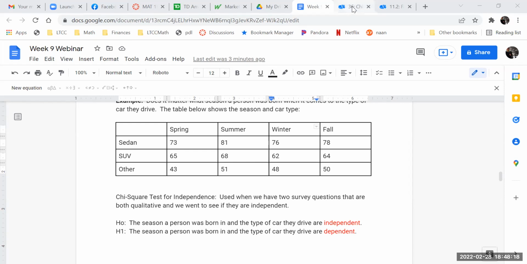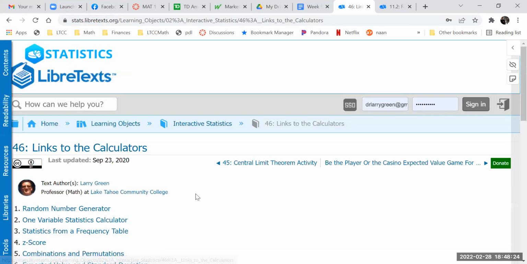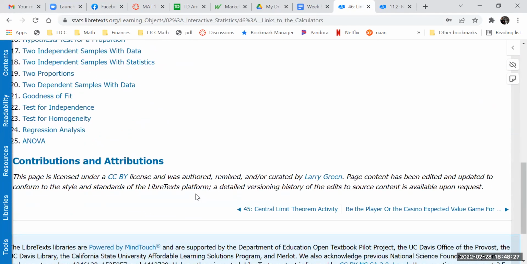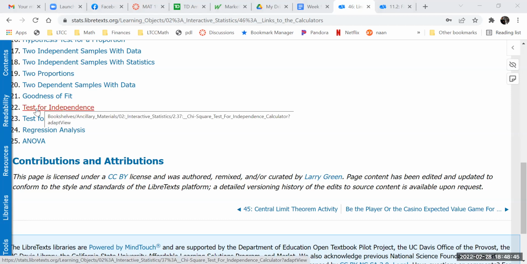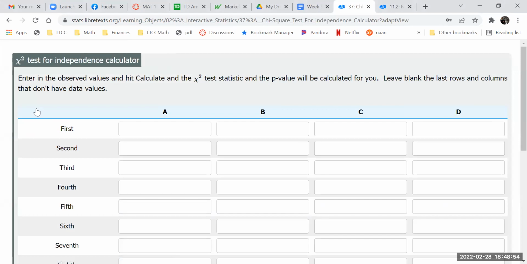Okay, so the next thing we have to do is go back to the calculator menu, because this is not a goodness of fit. What calculator number am I going to use this time? I tried to make it really obvious in terms of the titles. Yeah, this is 22, test for independence. I should have done it last week. This is this week. If you did it last week, you made a mistake because we didn't have this. Oh, 22, as in all the twos. Yep, Tuesday, twos day. Okay.